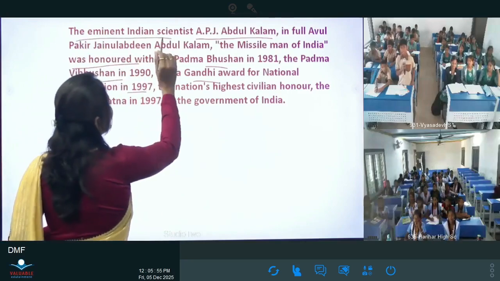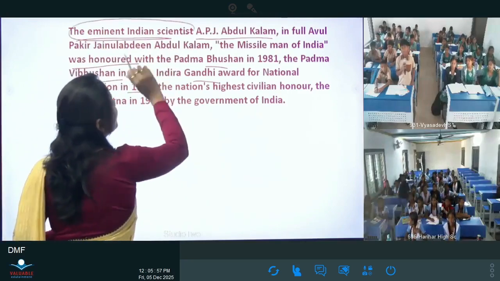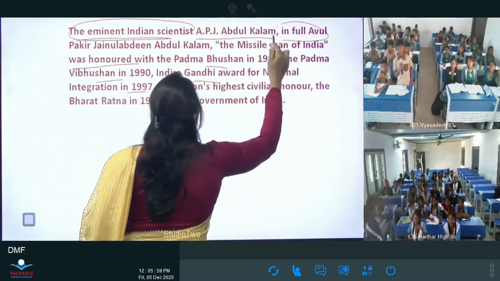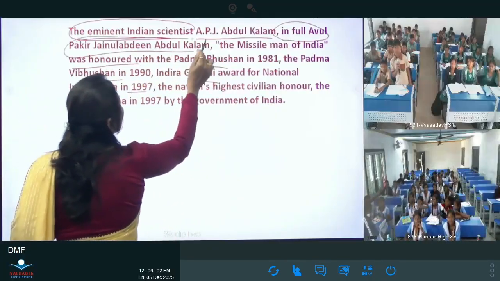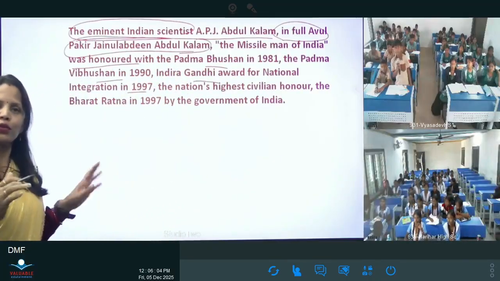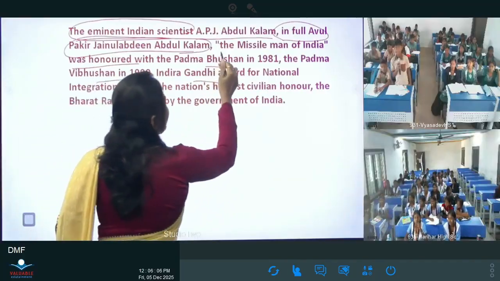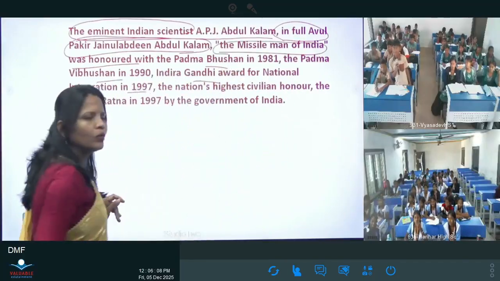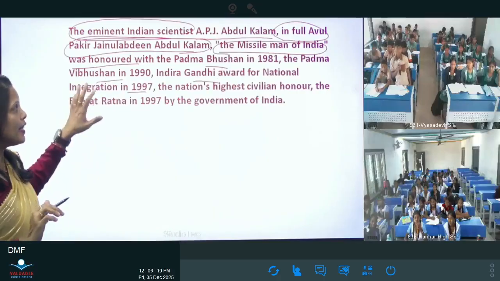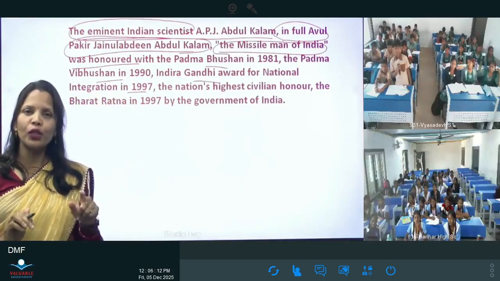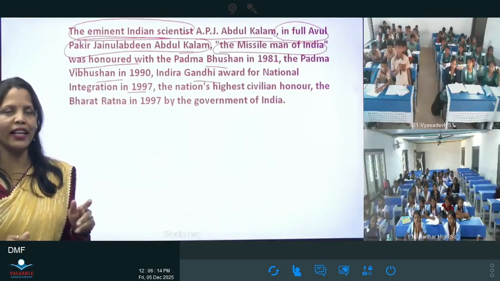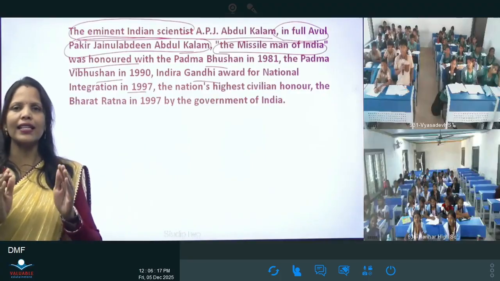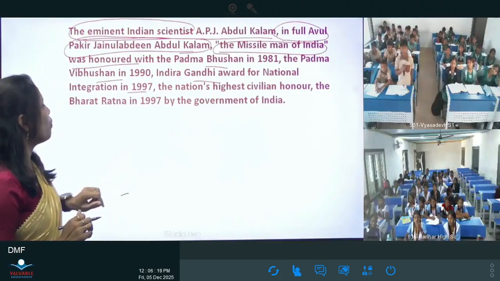Eminent scientist. No need to write this. Right? In full, Abul Fakir Jalaluddin Abdul Kalam. This is also no need. This is the full form. Missile man and Abdul Kalam is also the same. We will omit all this. This passage is about Abdul Kalam and his achievements. Right? So if we concise it, then what will we get?